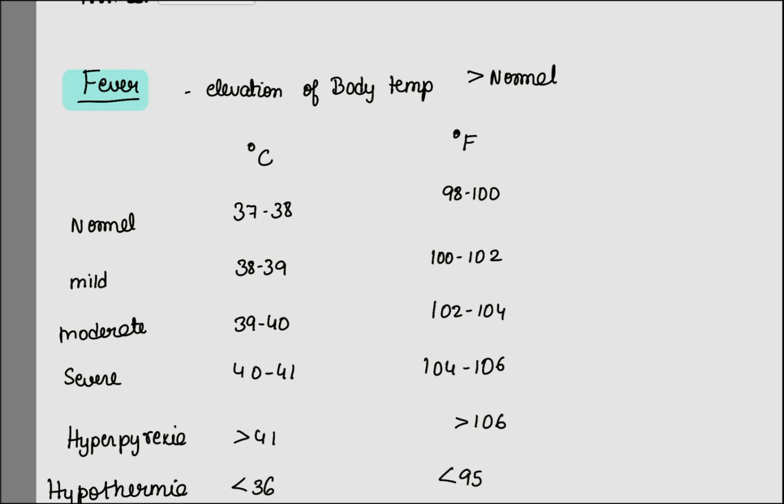Similarly, in Fahrenheit, 98 to 100, we add 2 degrees Fahrenheit next: 100 to 102, 102 to 104, 104 to 106, and for hyperpyrexia it's more than 106. Then when you have gone through all of this, make sure you go through hypothermia once. Hypothermia is nothing but less than 36 degrees Celsius and less than 95 degrees Fahrenheit.